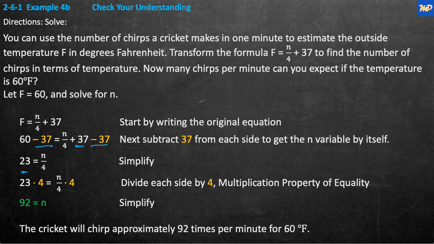So how do we get rid of the 4 now? So now we have to multiply each side by 4. So 23 times 4 right here is equal to N divided by 4 times 4. These 4's cancel, right? That's 1. So now we're left with N. So N is 23 times 4, which is 92. So N is equal to 92. So when that cricket chirps, when it's 60 degrees Fahrenheit outside, if you can isolate the cricket and listen to it, it should chirp about 92 times. Okay?